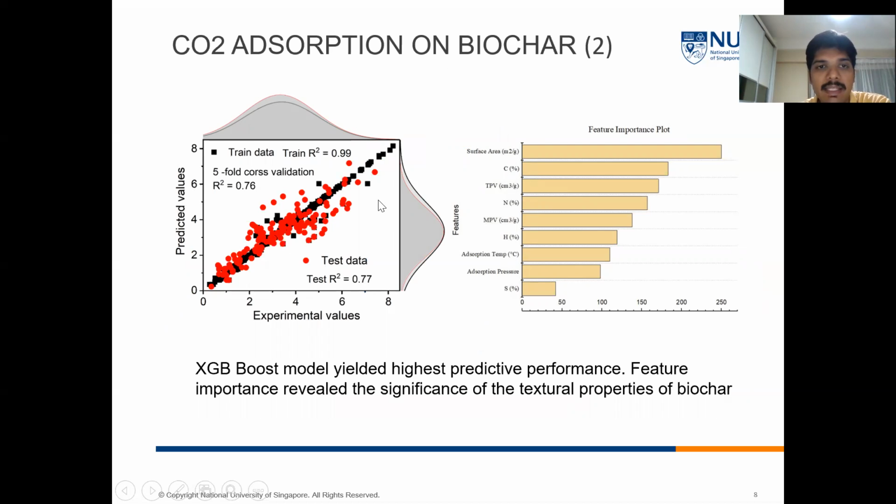And what we have here is a predictive model. We tried several models, of which we found that the XGBoost model gave us the highest predictive performance. We could score a test R square of close to 0.77 in this case. And if you see the feature importance plot, this is where we realized that the surface area and components, including the total pore volume and the micropore volume, were significant in determining the CO2 adsorption by itself.